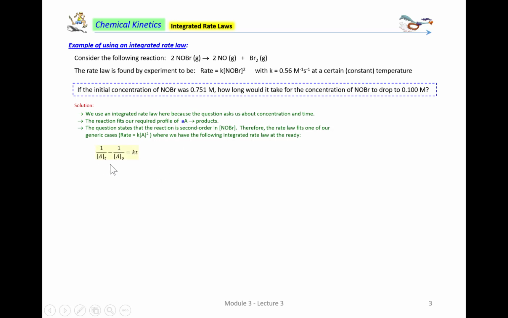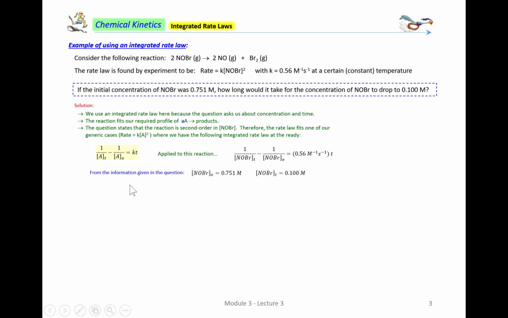Remember, of course, you don't have to memorize these integrated rate laws because you'll have them available for quizzes and exams, but it helps to recognize that this is the one for second order. Now, applied to this reaction, we'd have 1 over the concentration of NOBr at some future time t minus 1 over the initial concentration of NOBr equals the rate constant times the time.